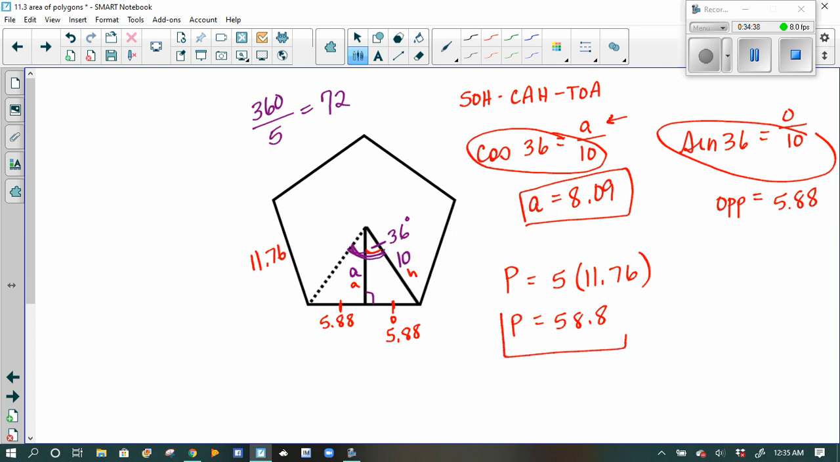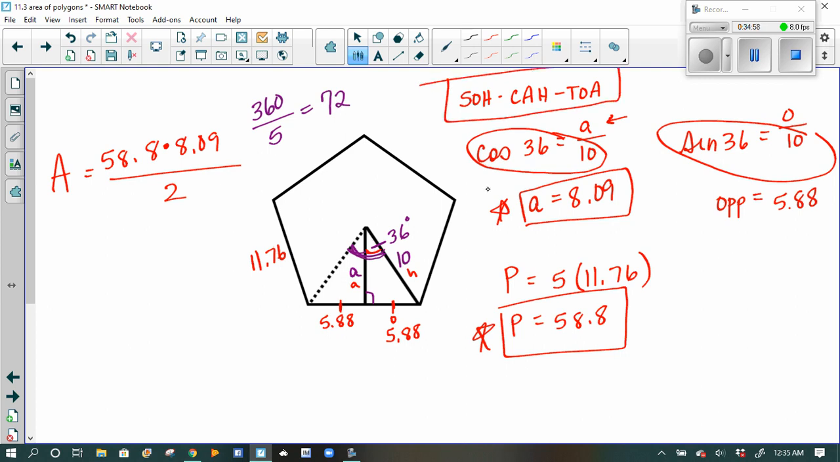So you're going to use your perimeter and your apothem. Area is perimeter times apothem divided by 2. So as long as you remember your trig from chapter 9, then these are pretty easy because you're just going to cross multiply. So 58.8 times 8.09 divided by 2. So the area is 237.85. And I'm going to say units squared because I didn't specify whether it was inches or whatever.